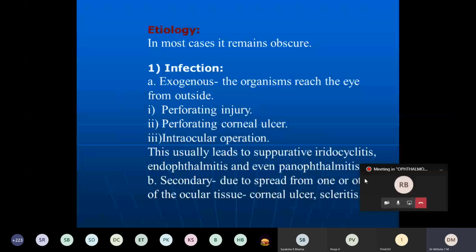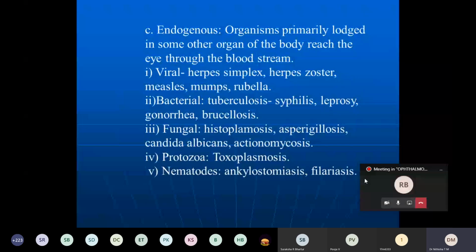Secondary, it can spread from one ocular tissue to another. If a corneal ulcer is there initially and the patient is not responding properly, it can involve the uvea, or it can be secondary to scleritis, which later involves the uvea also. Third is endogenous: organisms primarily lodge in some other organ of the body, and from the bloodstream reach the uvea. You know the uvea is a highly vascular structure, so it can be involved by any exogenous or endogenous infection.